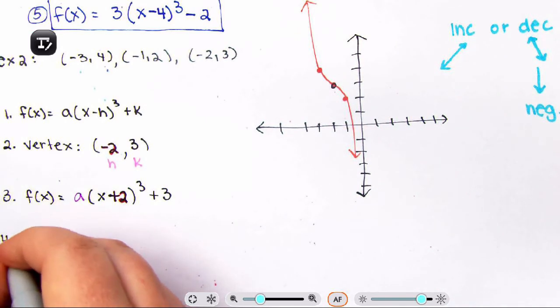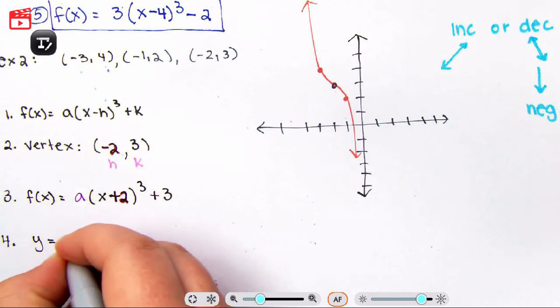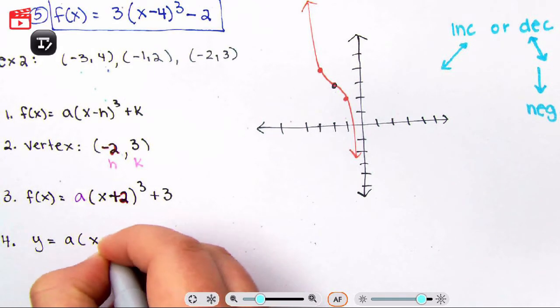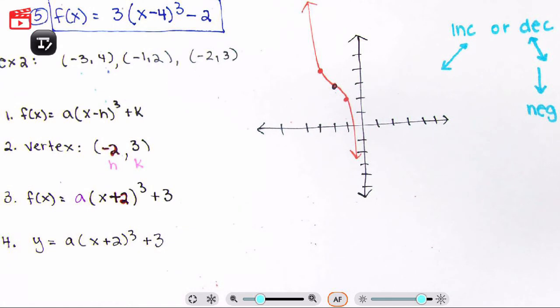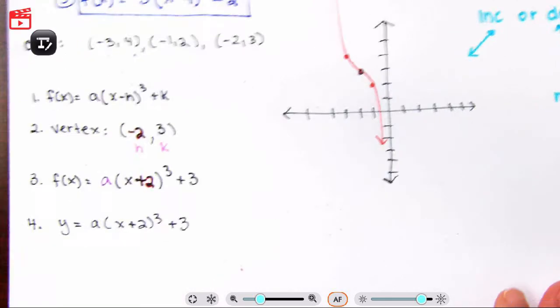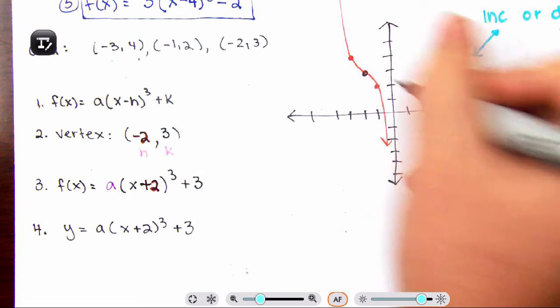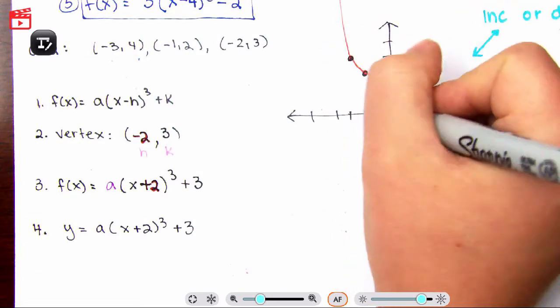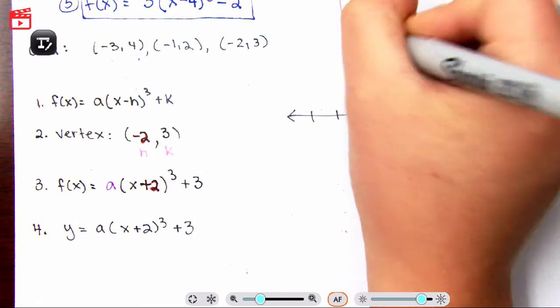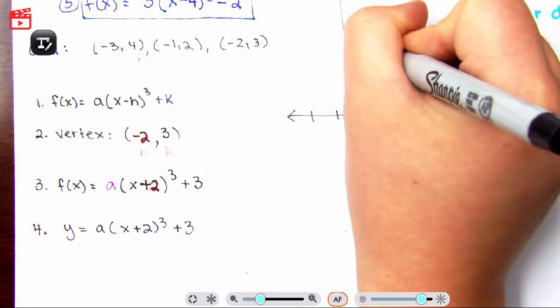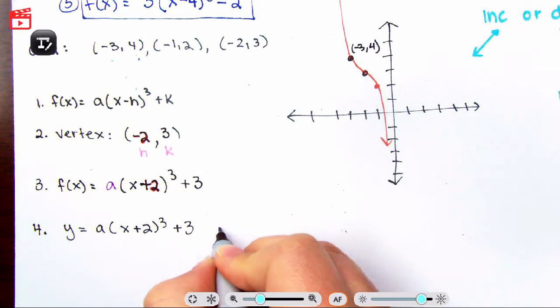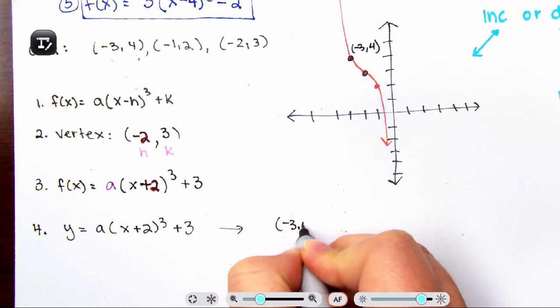For step number 4, I'm actually going to rewrite this as y equals, just because it's easier when you're plugging in numbers for x and y. Choose your point. Which point do you want? It doesn't matter. Just choose one. I'm going to choose this one here. Maybe I always go to the one that's on top. It doesn't matter. So I have negative 3, 4 is what I'm choosing.